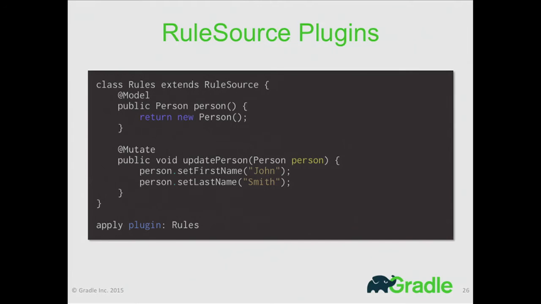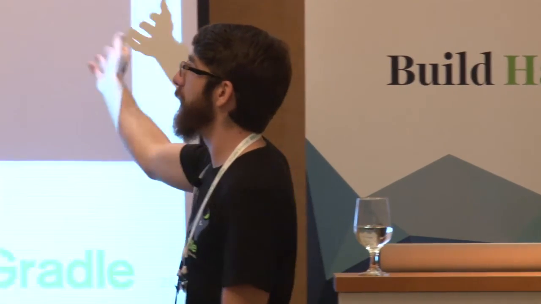When I apply this plugin to my project, nothing happens except for the fact that Gradle parses these methods to figure out what they do. So if I never need that person object, none of this code is executed. This goes back to the fact that we lazily do everything. If no other part of my build script or no task needs this as an input, this person model element is never created. So there's zero overhead for applying this plugin, apart from parsing, which is very, very fast.